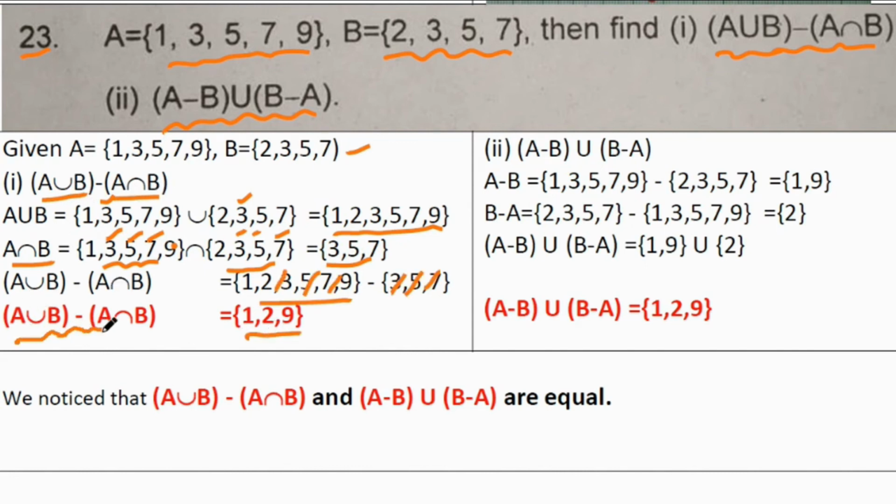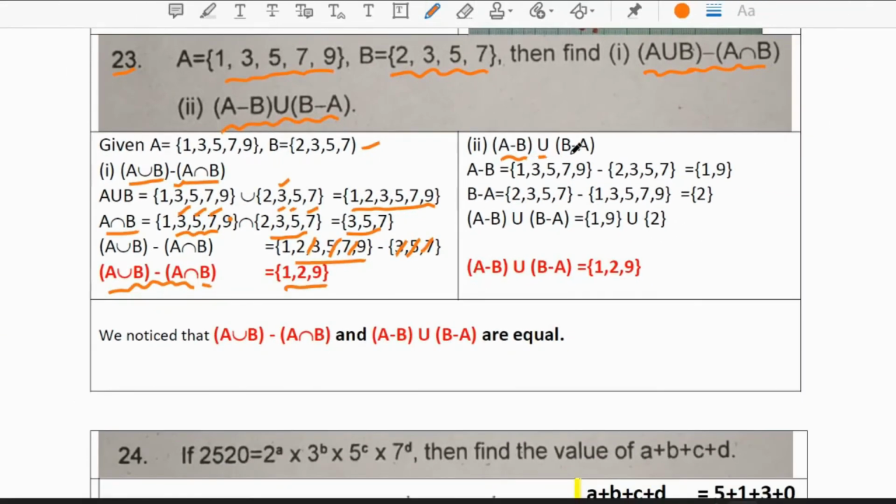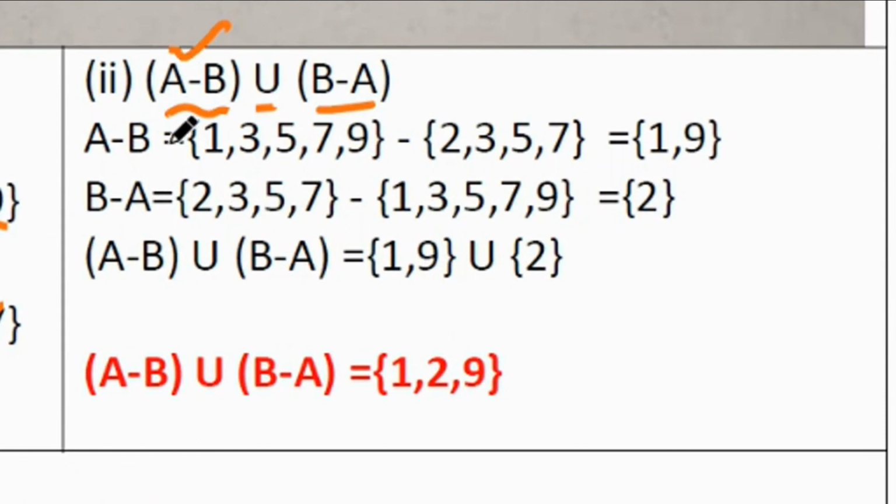129 is nothing but A union B minus A intersection B, students. So now we will do A minus B union B minus A. First we will do A minus B and then B minus A. The both answers we will do union.